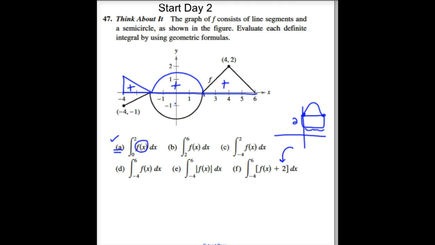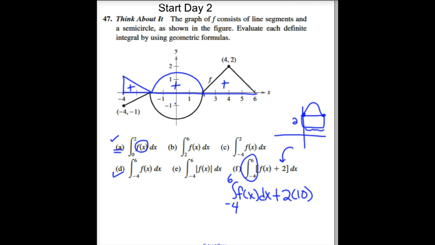So what I like to do when I see that plus 2 is I just know that it's going to be the area from negative 4 to 6. Then it's going to add a 2 by 10, because that's how far apart the dx is there. It's going to add a 2 by 10 rectangle to the bottom of whatever it was. So I already did negative 4 to 6 right here, and so I just add 20 to my answer, really.